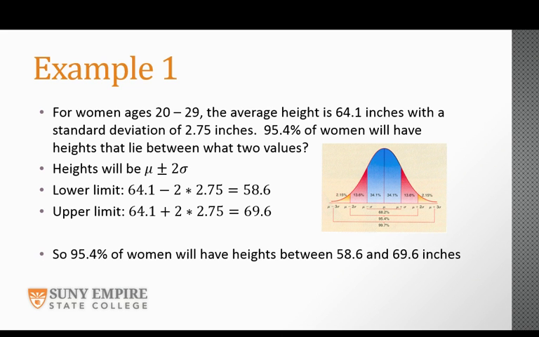So 95.4% of women with ages between 20 and 29 have a height that is somewhere between 58.6 and 69.6 inches. But what if we want to find the percent of the population that lies between specific values?